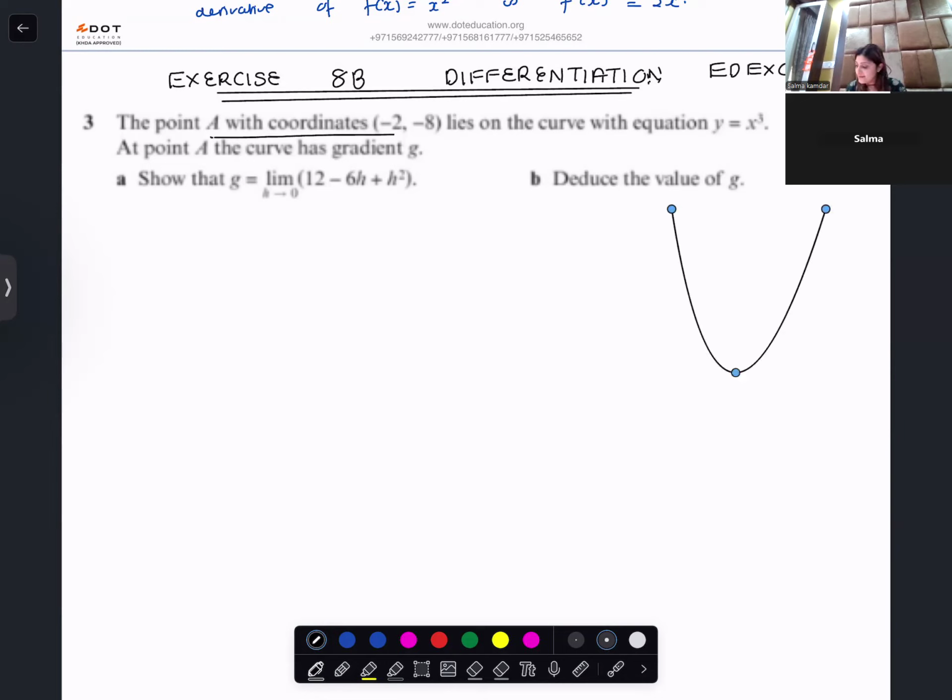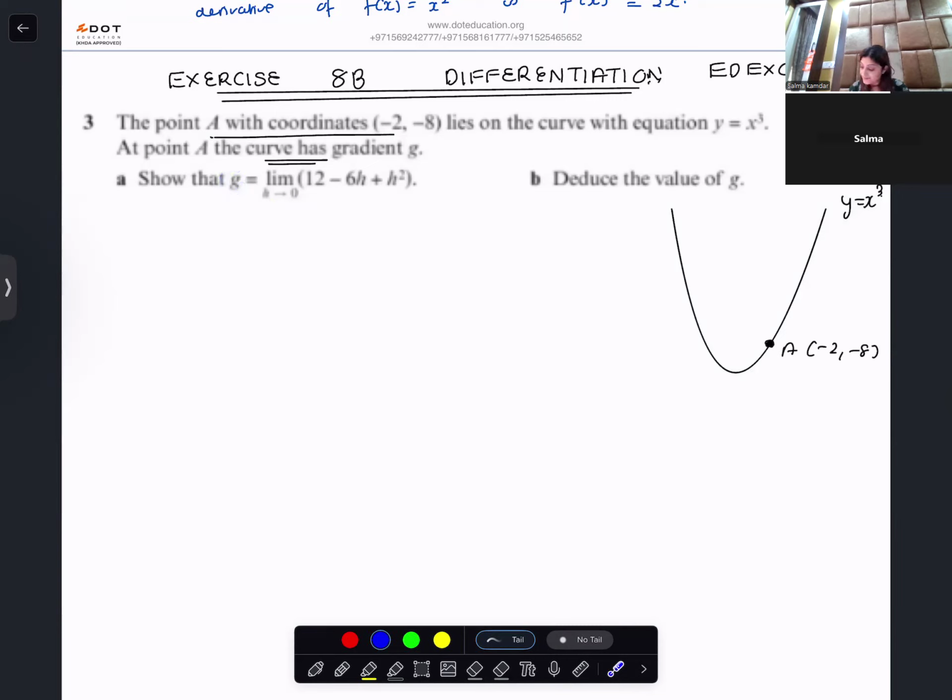Say, for example, the curve is y is equal to x cube, and I have a point A. We will say that this is -2, -8. It lies on the curve. And at this point A, the curve has the gradient g. What I need to show is that the gradient is equal to limit h tends to 0 and something.